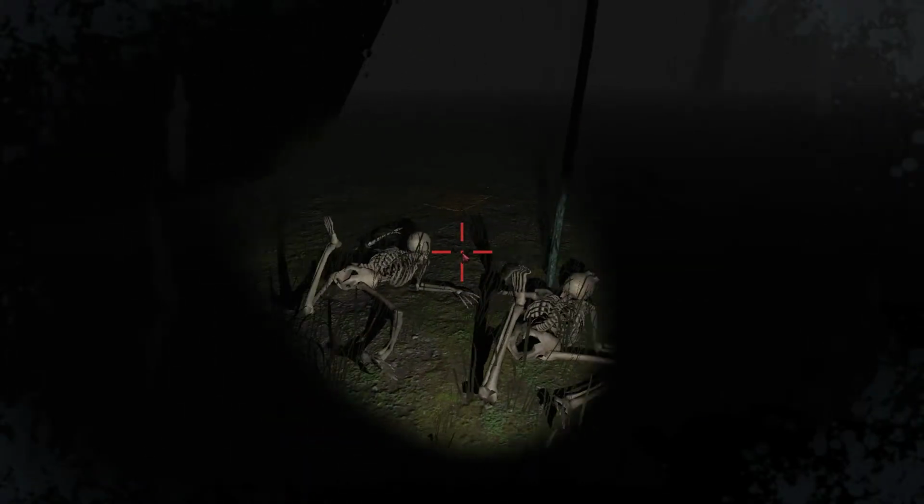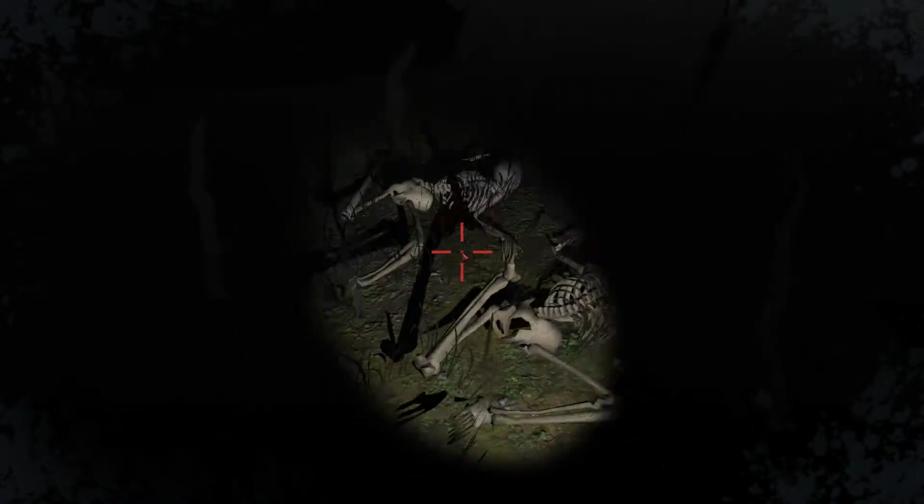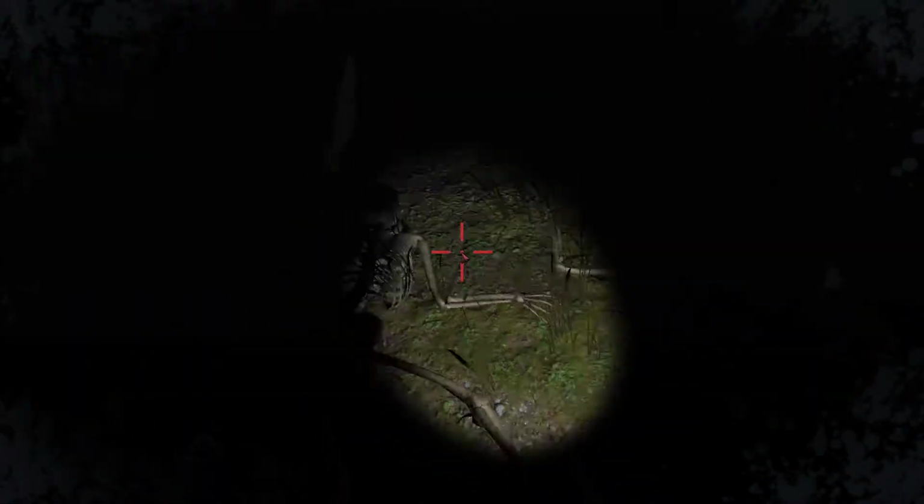Skeletons? I love how these two have their leg up like that. Like, what in the world? What in the world?